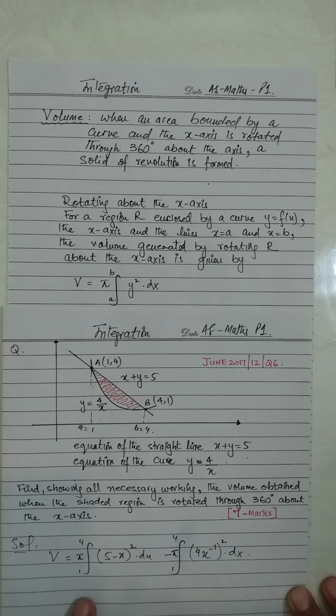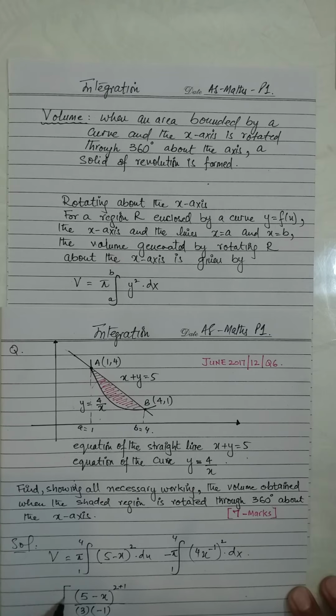So first this has to be squared and then integrated. So this is squared, 5 minus x whole thing squared. Now if I start integration over here, I will get (5 minus x) with 1 added to the power, which is 2 plus 1, over the new power, which is 3. I get minus x, because whatever is within the bracket I differentiate, so that's just minus 1, with limits 4 and 1.